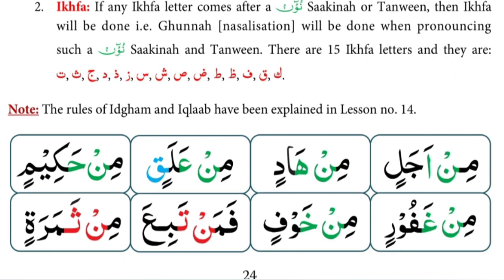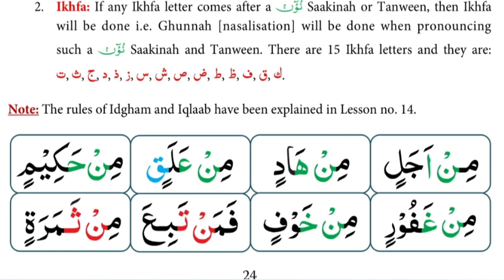Next rule, ikhfa. If any ikhfa letter comes after a noon sakin or tanween, then ikhfa will be done. That is, ghunna, nasalization, will be done when pronouncing such a noon sakin and tanween. There are 15 ikhfa letters and they are ta, tha, jim, dal, dal, za, sin, shin, sod, dod, ta, za, fa, qaf, kaf. That means if you see any ikhfa letter after noon sakin or after tanween, the rule ikhfa will be done and ghunna will also be done. That means you have to take the sound into your nose when you pronounce noon sakin or tanween.